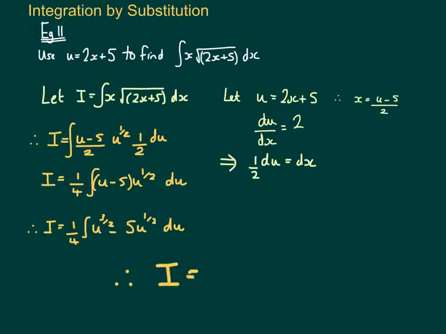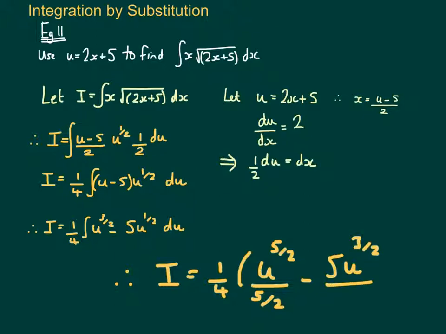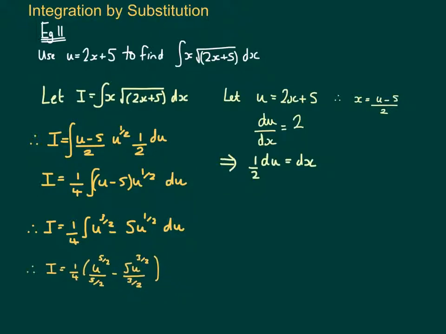So using a bit of substitution, which you learnt in, what, Key Stage 3, you reduce that original integral problem down to something that you would integrate in C1. Okay? So that's going to integrate to u to the power 5 over 2 divided by 5 over 2 minus 5 u to the power 3 over 2 divided by 3 over 2. Okay?